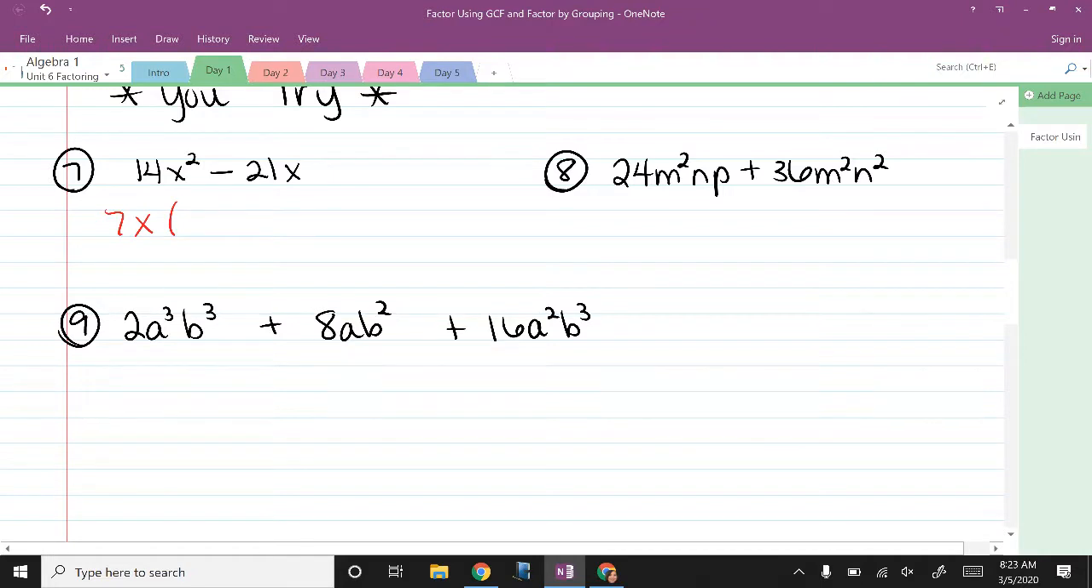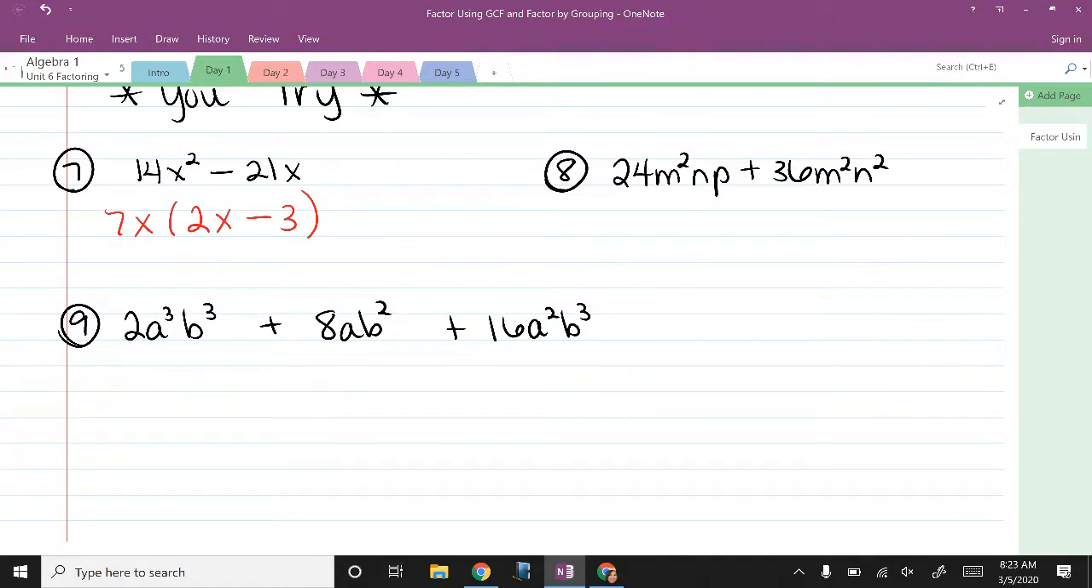What times 7 is 14? 2. Does that one need any more x's? Yes. One more x. Y'all okay with that term? Minus, what times 7 is 21? Does that term need any more x's? No. Raise your hand if you got 7x times 2x minus 3. Any questions? All right, number 8 is the binomial, but it's got a lot of variables.